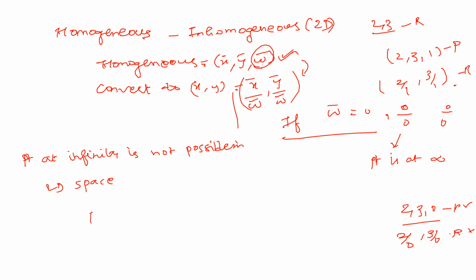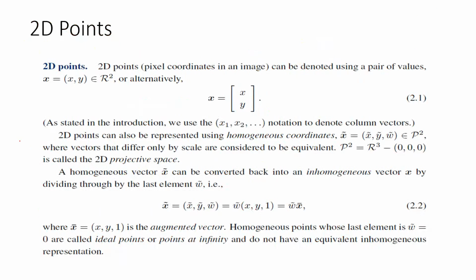So what we are concluding is all the projective points belong to real space points except 0 comma 0 comma 0. So we can't represent a point at infinity in 2D space. So all the projective space is equivalent to real space except the point 0 comma 0 comma 0. That is what is given in the slide.